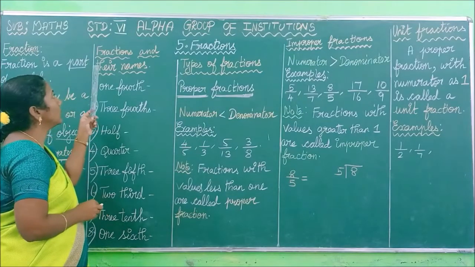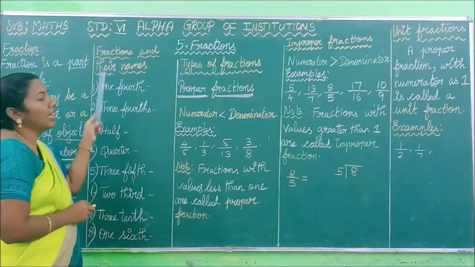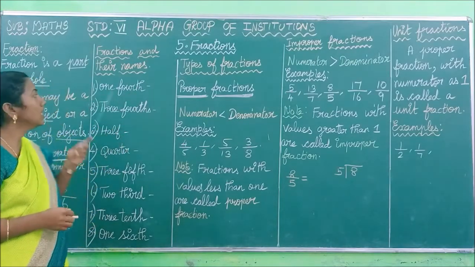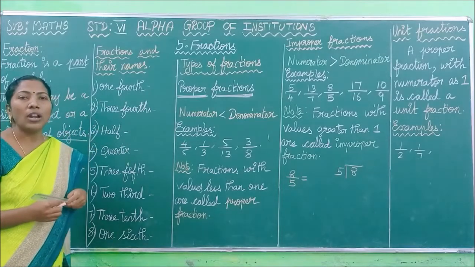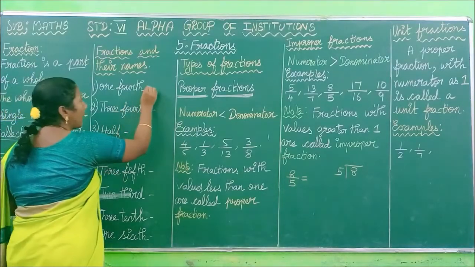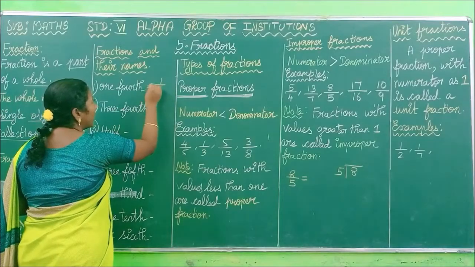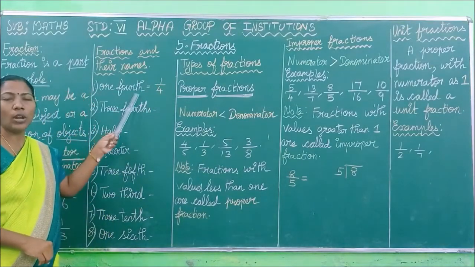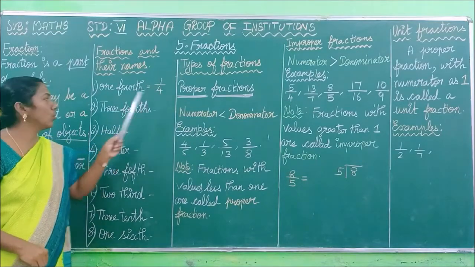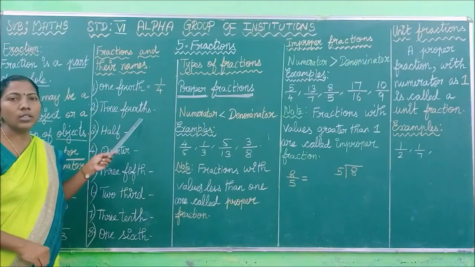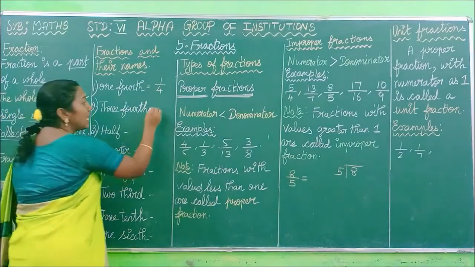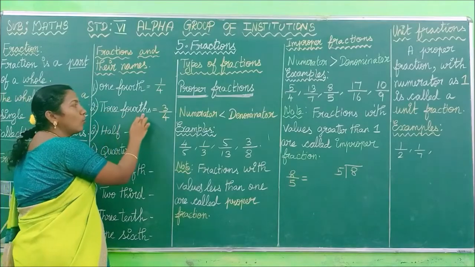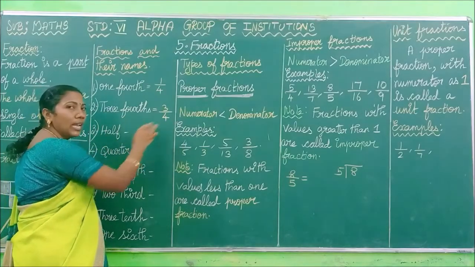Next we are going to see types of fractions and their names. We can also write the name of the fraction. Okay. See here, 1/4. 1/4 means you have to write 1 as the numerator and 4 as the denominator. So 1/4 means 1 by 4. Similarly 3/4. So what is the answer? 3/4 means 3 by 4. So 3 comes as the numerator and 4 as the denominator.